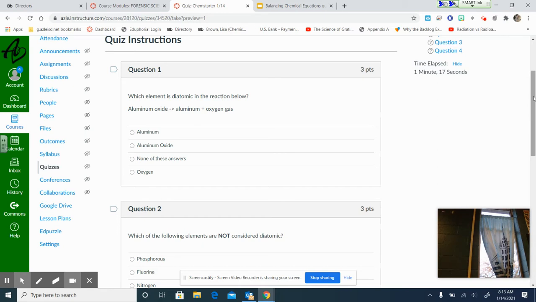So remember, our diatomics are on the periodic table. They make a 7 in shape. So it's H2, and then it goes to N2, O2, F2, I2. I'm forgetting some. Which one am I forgetting? Cl and Br. So Cl2 and Br2. So those are our 7 diatomic elements. They're just in your notes.